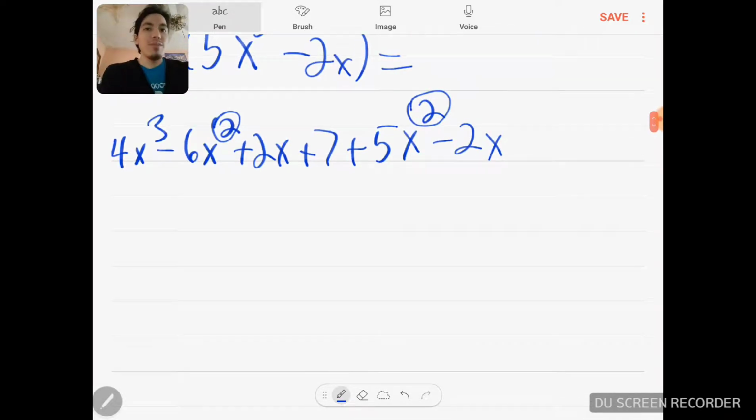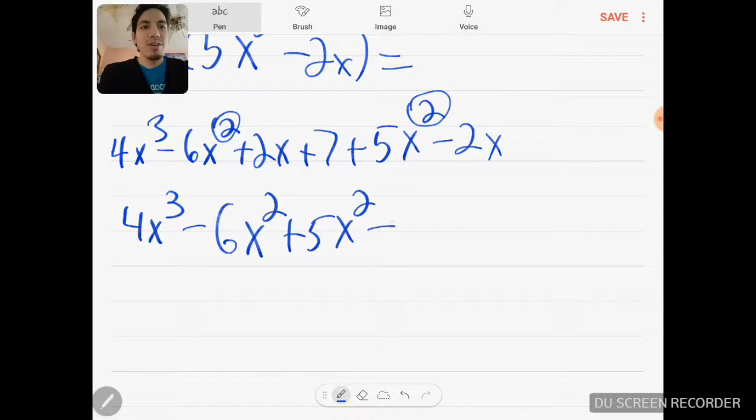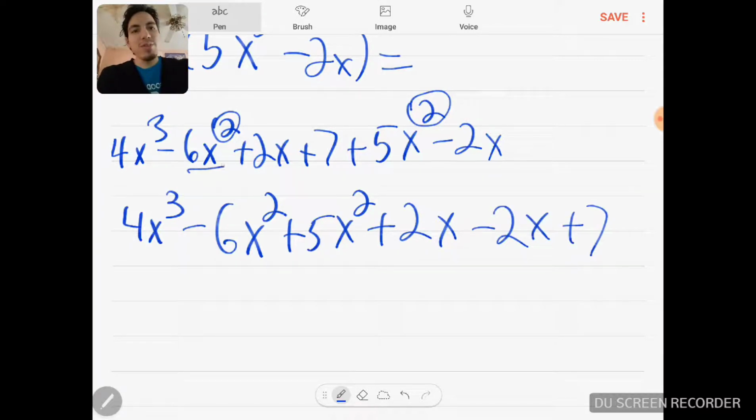Since I know I can combine these two, and I don't see another 3, I'm going to leave 4x to the third alone. So I'm going to rewrite this as 6x squared plus 5x squared plus 2x minus 2x plus 7. I just reorder it, combining the terms of the second degree, and combining the other terms that only have degree 1. That's why I reorder it. Now I'm going to combine these two.